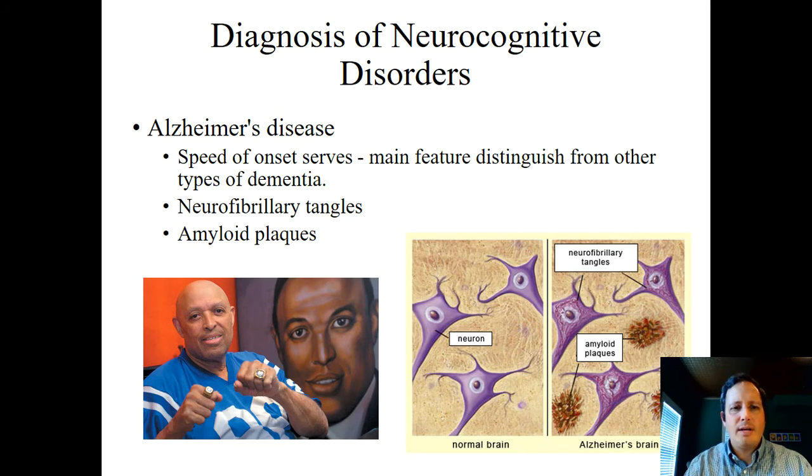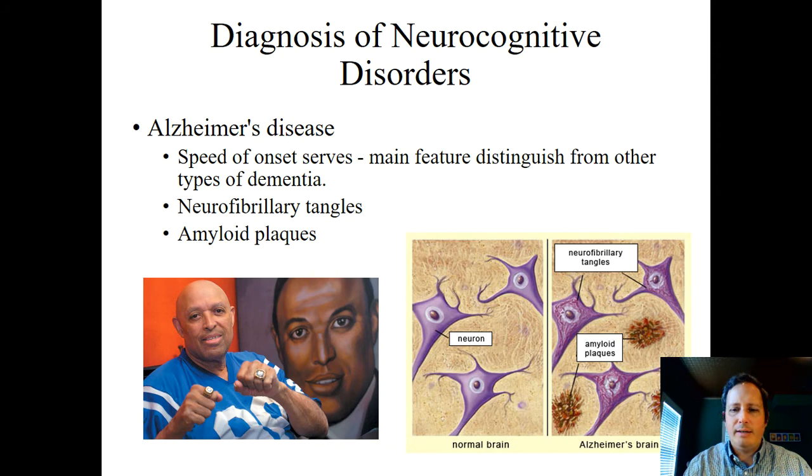Now, what makes Alzheimer's unique? One of the things is the presence of what we call neurofibrillary tangles. So you can see on the bottom right illustration here on the slide, you have your normal brain and neurons, and then you have what we call neurofibrillary tangles and amyloid plaques. Now, the neurofibrillary tangles, what we tend to see is that those are located in the cerebral cortex and the hippocampus. And of course, the hippocampus is one of the areas that helps with the consolidation of our memories.